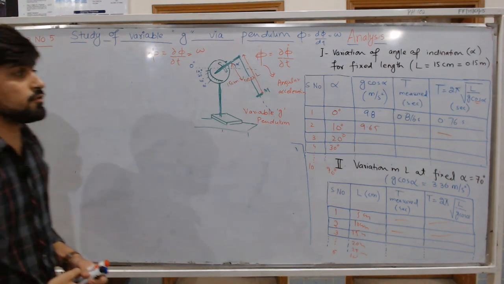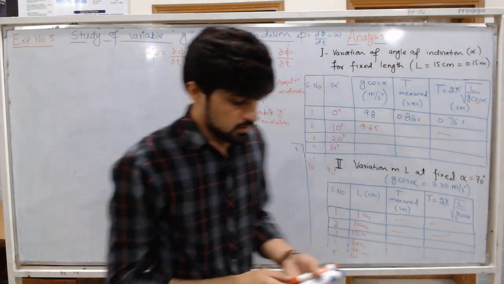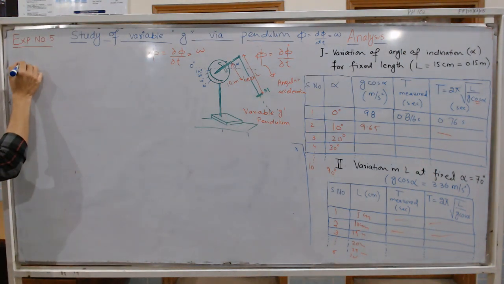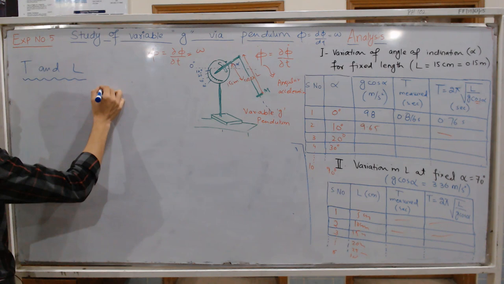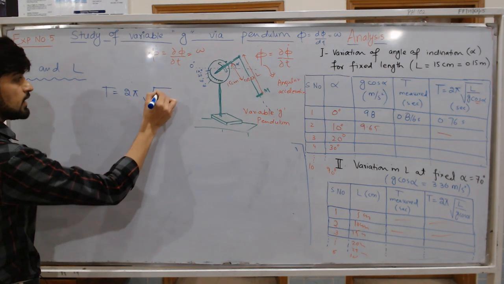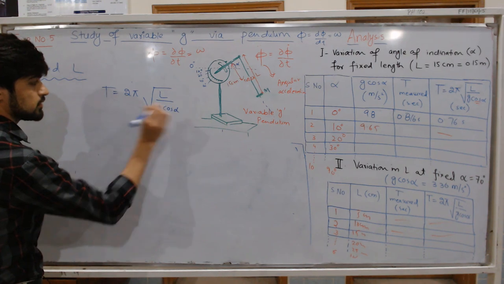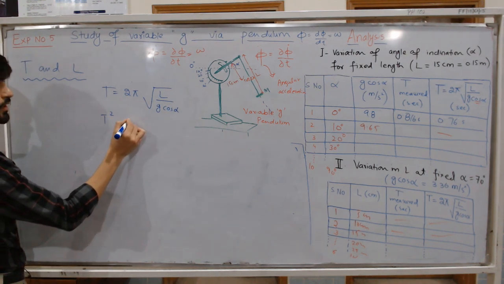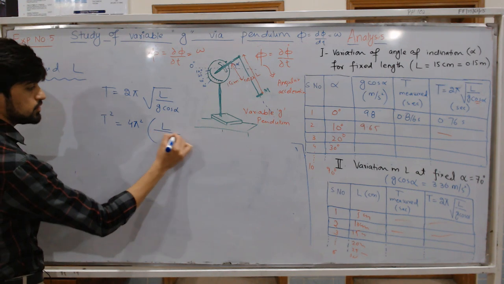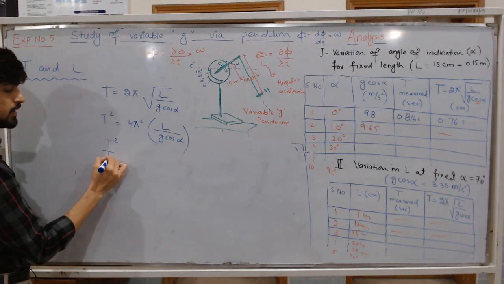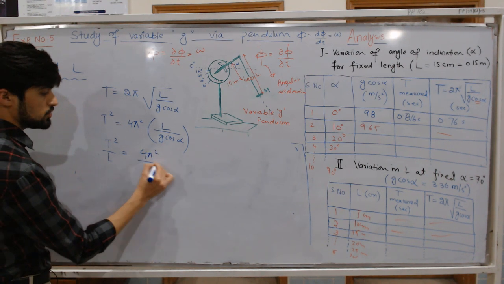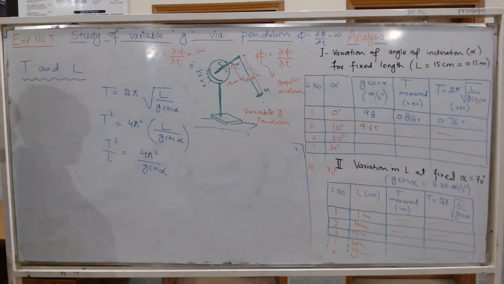Now, the other requirement for this experiment is that we have to draw a graph between the time period and the length of the pendulum. So, you know that T is equal to 2 pi under the root L by g cos of alpha. Now, if I take the square, this will be T square equals 4 pi square L by g cos of alpha. Now, dividing by L, T square by L is equal to 4 pi square by g cos of alpha. Now, this T square by L is actually the slope.